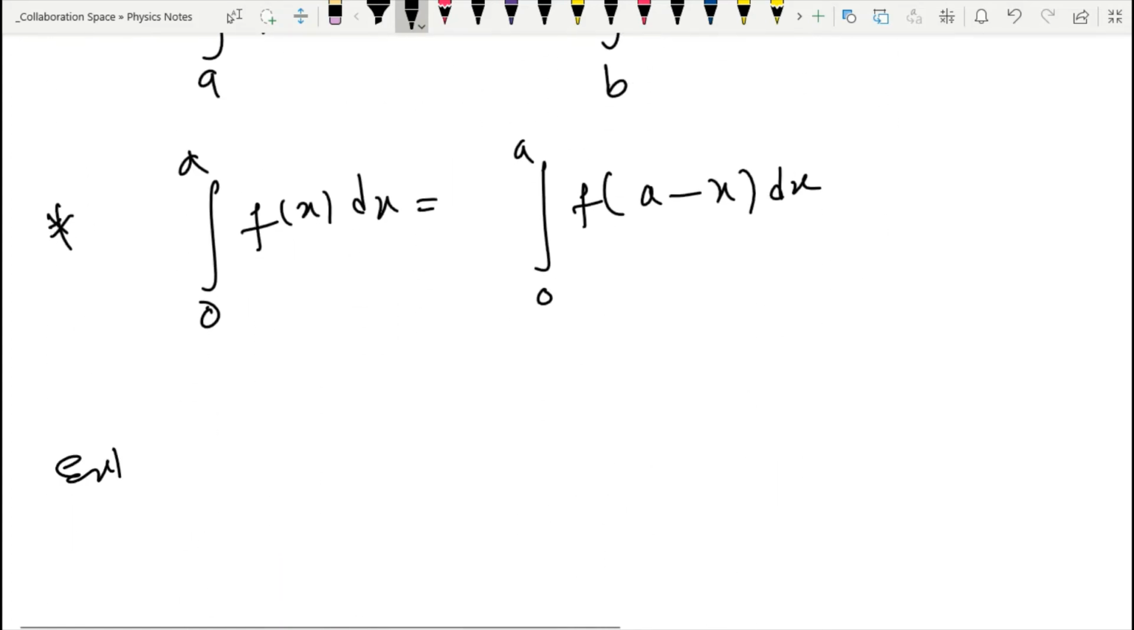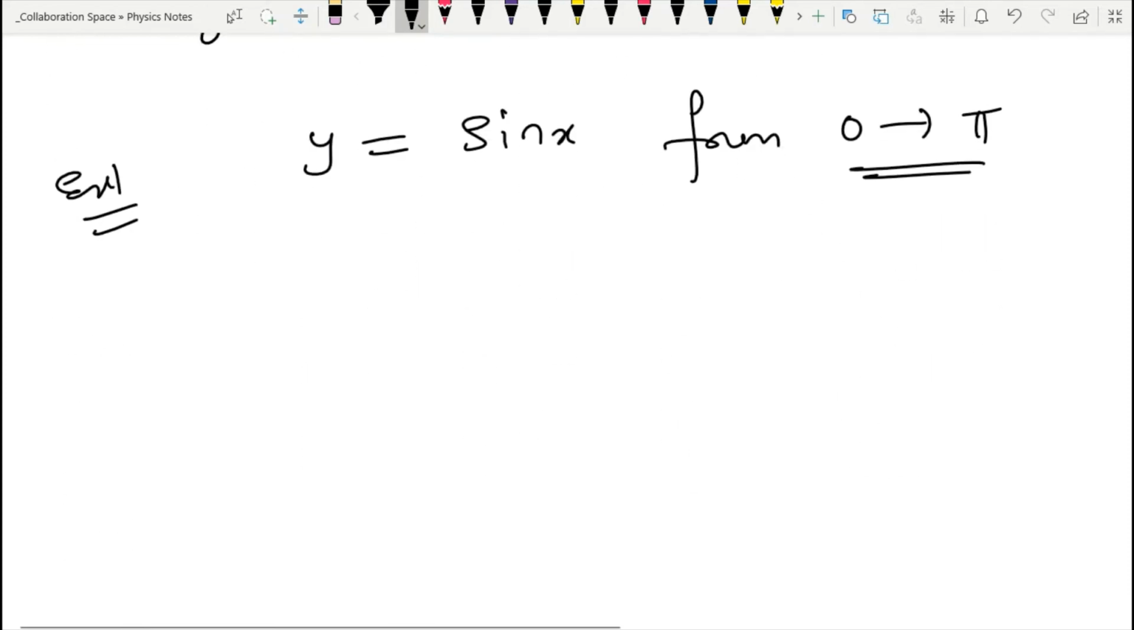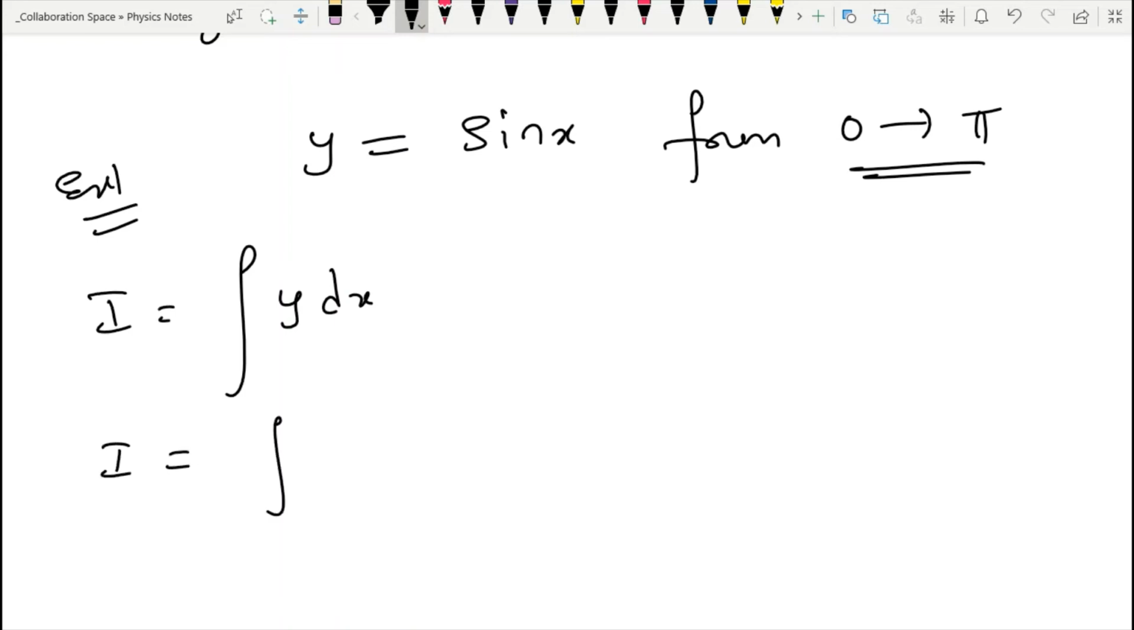Suppose y is equal to sin x is there. You want to integrate this sin x from 0 to pi. So what you have to do? You have to take this value of integration like this, integration y dx. You have to integrate from 0 to pi. You have to take the limits from 0 to pi. What is the value of y? Sin x dx. What is integration of sin x? Minus cos x. Yeah, minus cos x.